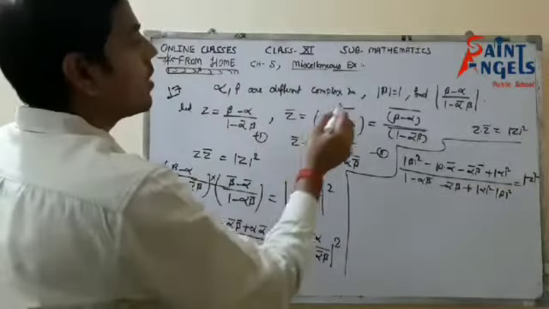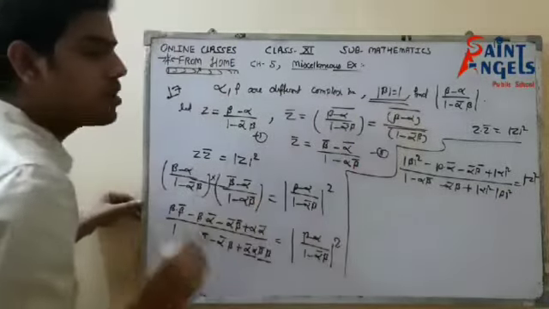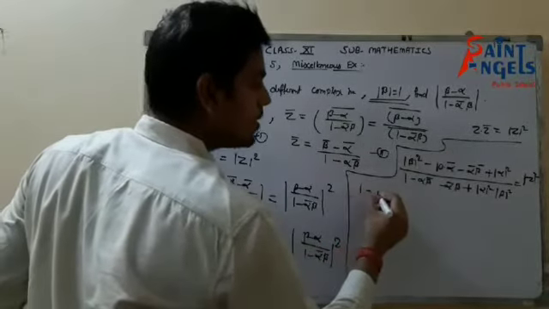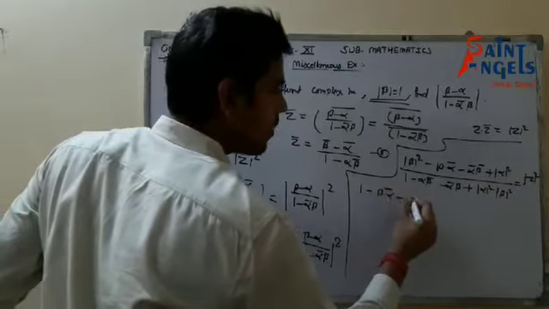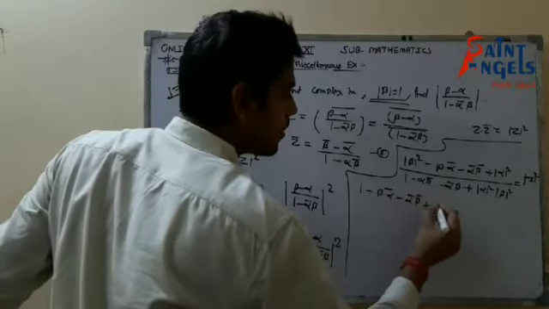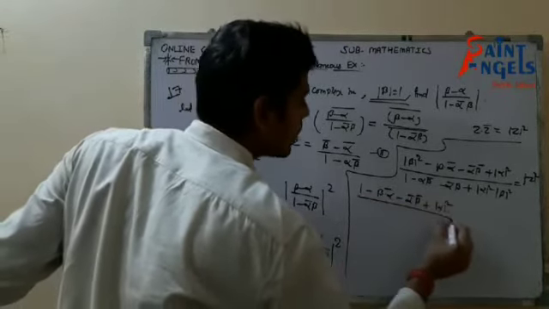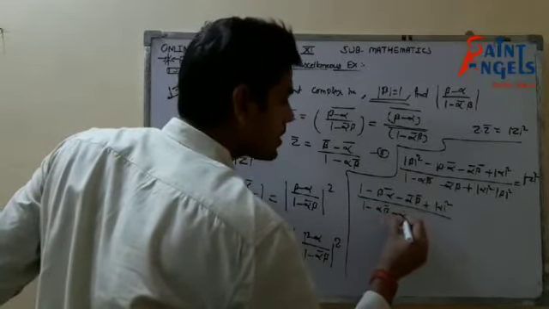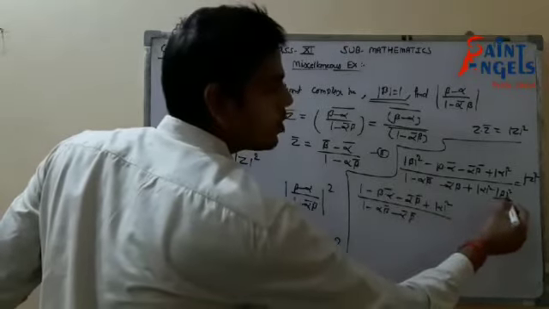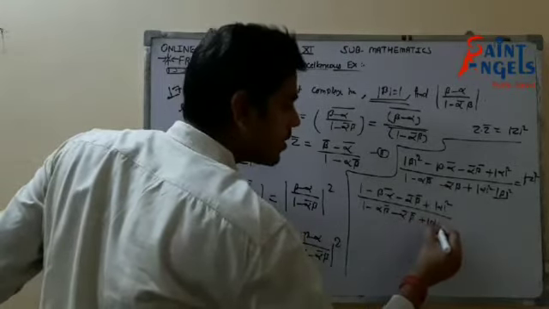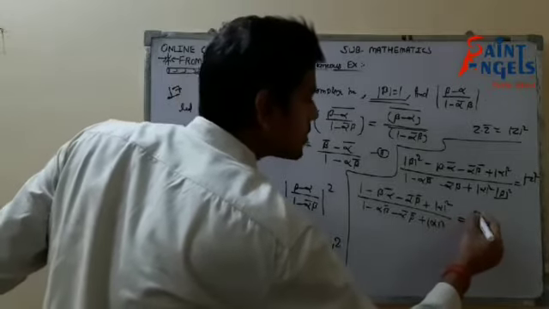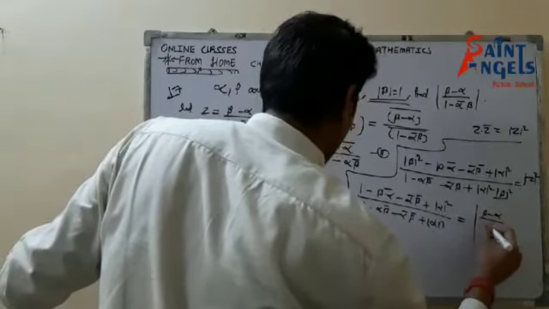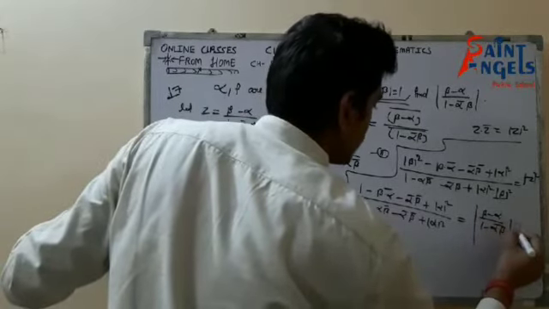Beta, and we know that mod beta equals to what? 1. Put this value. So this would be 1. Mod beta square would be 1 minus beta dot alpha bar minus alpha bar beta bar plus alpha bar square, upon 1 minus alpha beta bar minus alpha bar beta bar. But it would be 1, so we will be left with alpha square equals to what? Z square, and Z square is beta minus alpha upon 1 minus alpha bar beta's square.